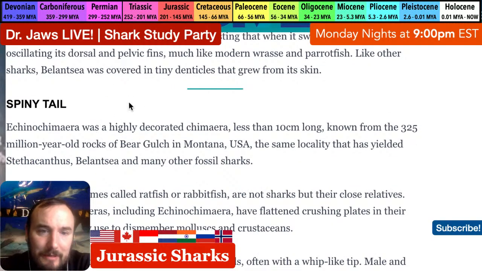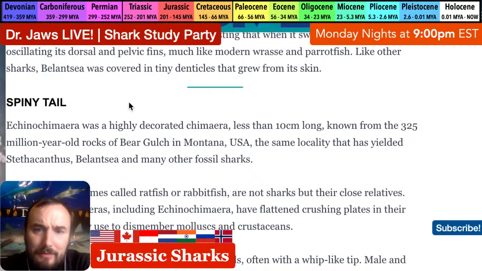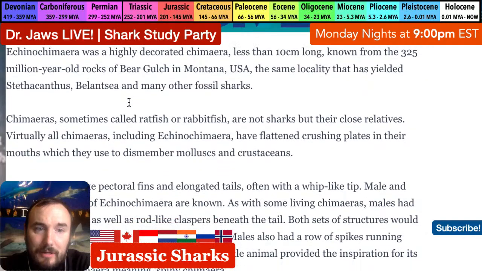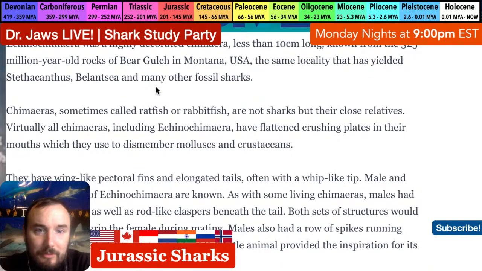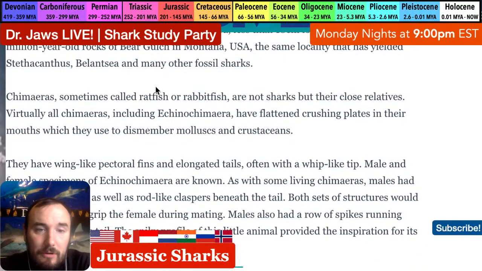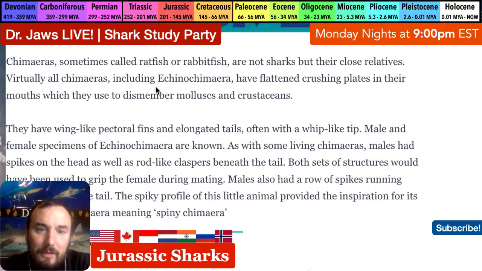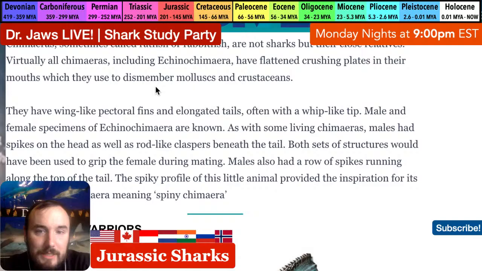Echinochimera was a highly decorated chimera, less than 10 centimeters long, known from the 325-million-year-old rocks of Bear Gulch in Montana, USA, the same locality that has yielded Stethacanthus, Balantia, and many other fossil sharks. Chimeras, sometimes called ratfish or rabbitfish, are not sharks but they're close relatives. Virtually all chimeras, including Echinochimera, have flattened crushing plates in their mouths which they use to dismember mollusks and crustaceans. They have wing-like pectoral fins and elongated tails, often with a whip-like tip.